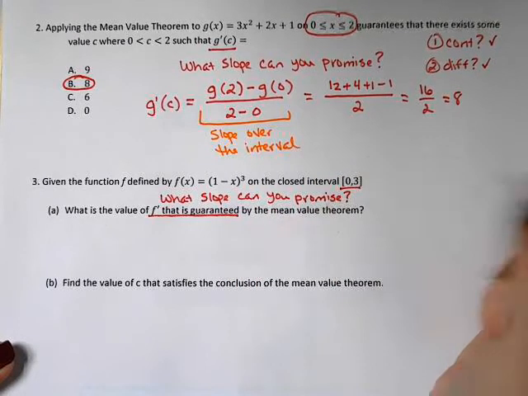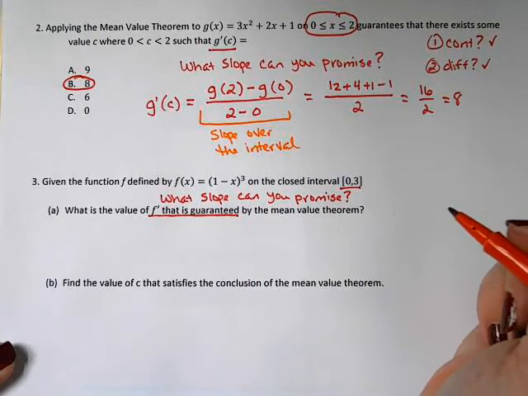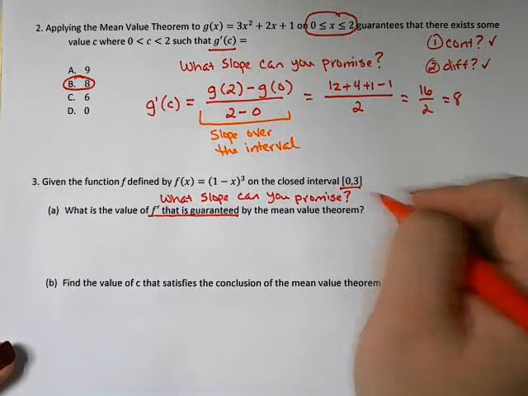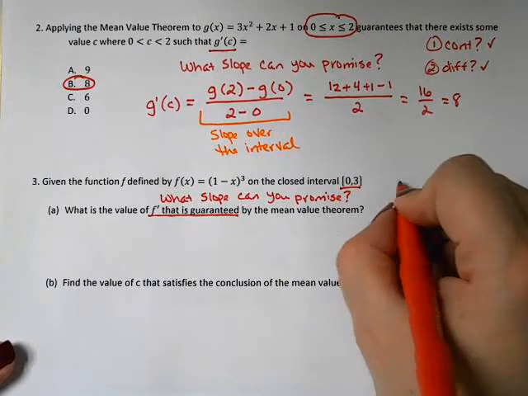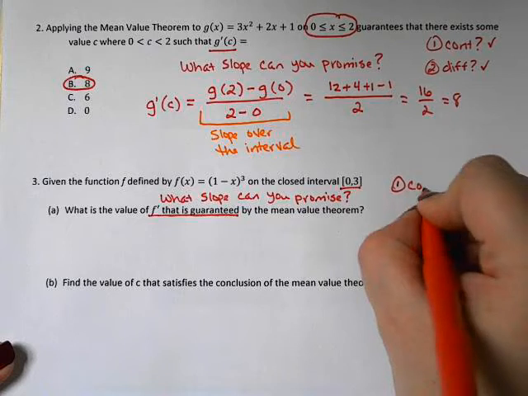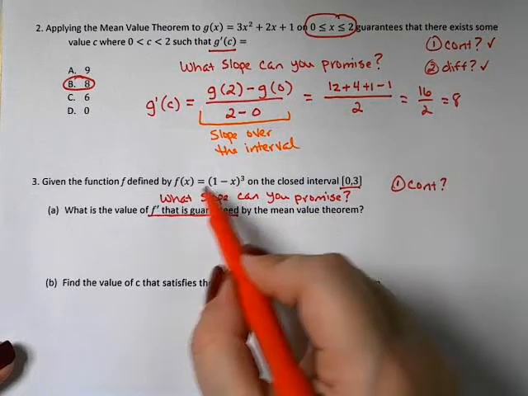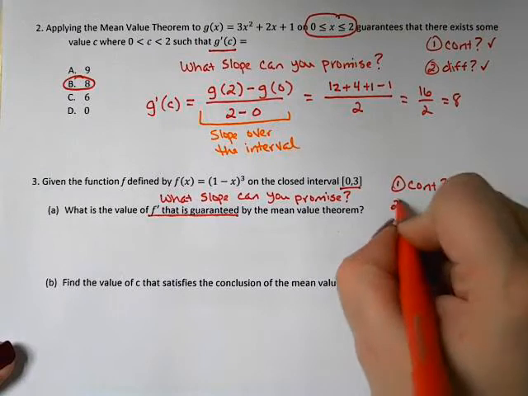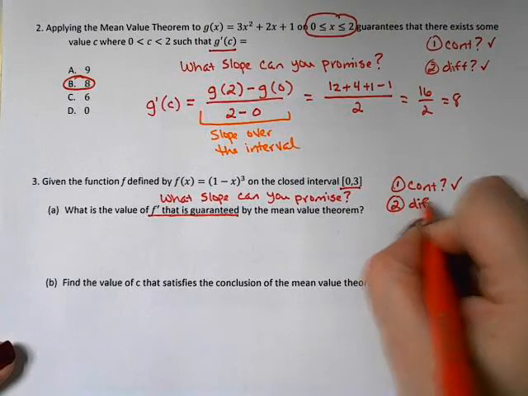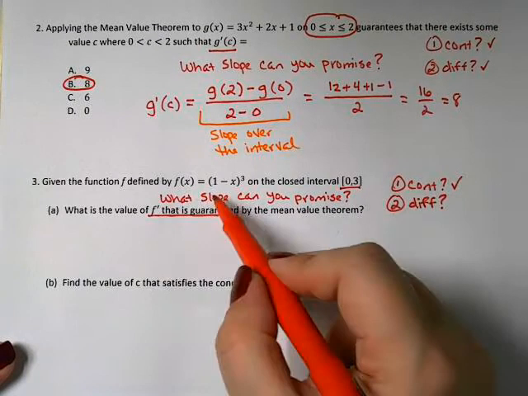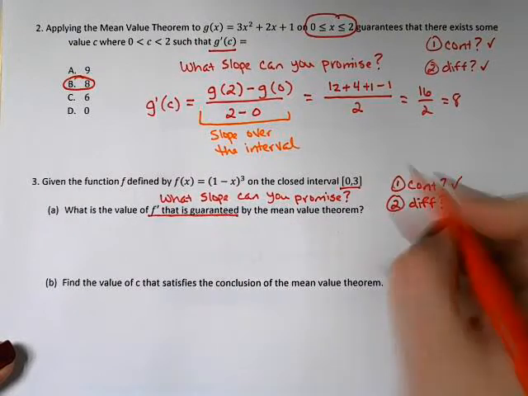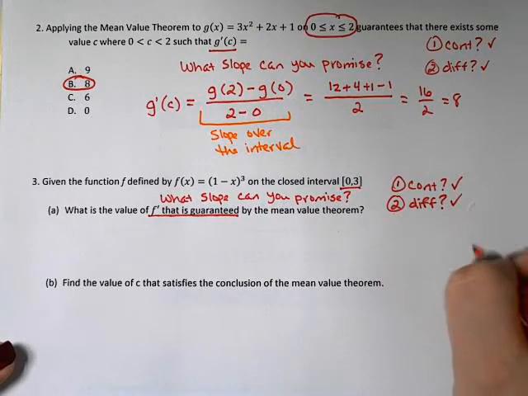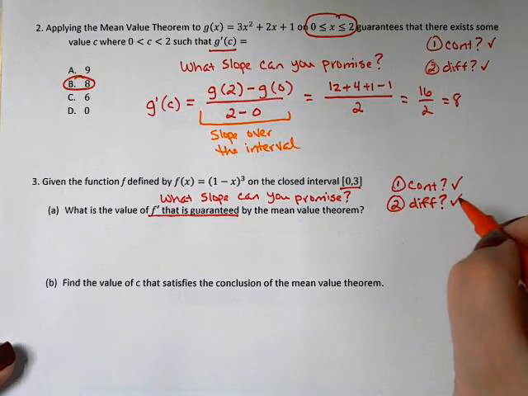What can you guarantee me is going to happen? Well, let's make sure that the mean value theorem can be applied first. So is it continuous? Well, it's a cubic function, so yeah, it's definitely continuous because it's a polynomial. Is it differentiable? Again, it's a cubic function, which is polynomial, so yeah, it's differentiable everywhere. So we can apply the mean value theorem.